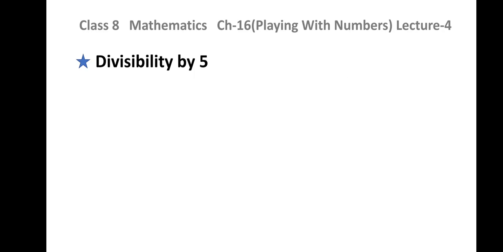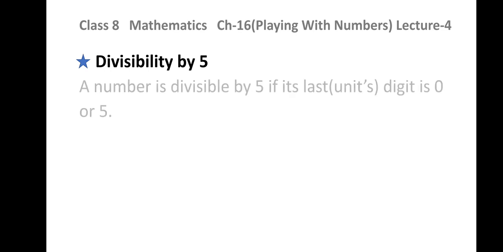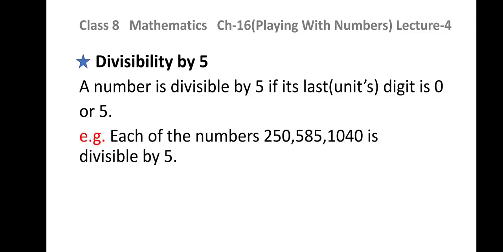Now coming to the divisibility rule by 5. What is that rule? A number is divisible by 5 if its last or units digit is 0 or 5. If a number has the last digit as 0 or 5, then we can say that the number is divisible by 5. The last digit means units digit, the digit at ones place or the digit at units place. So each of the numbers like 250, 585, 1040 is divisible by 5 because all these numbers have their last or units digit as 0 or 5.